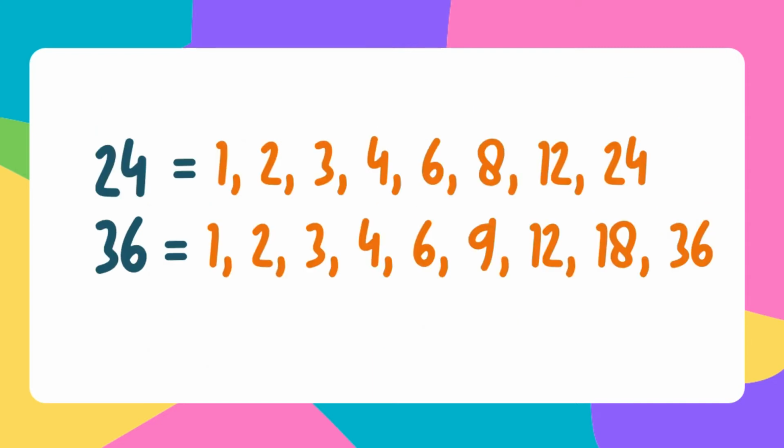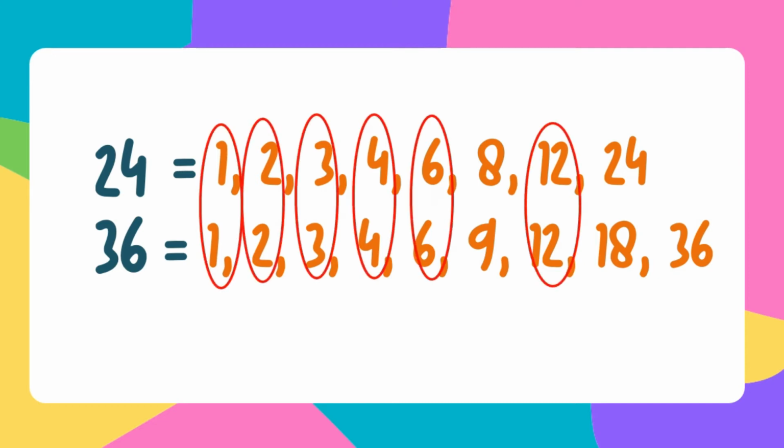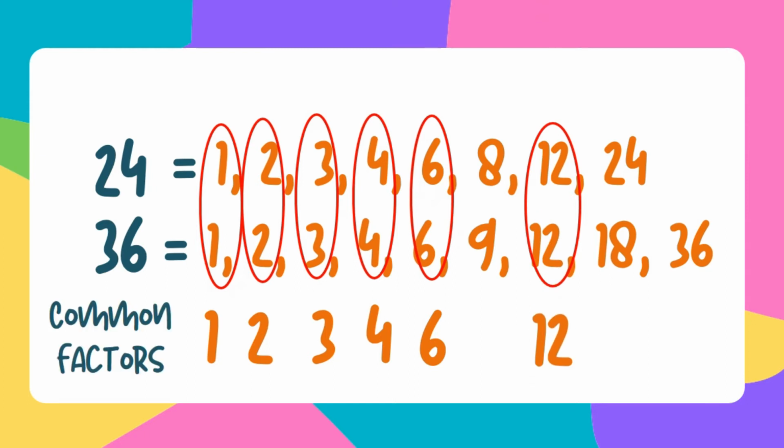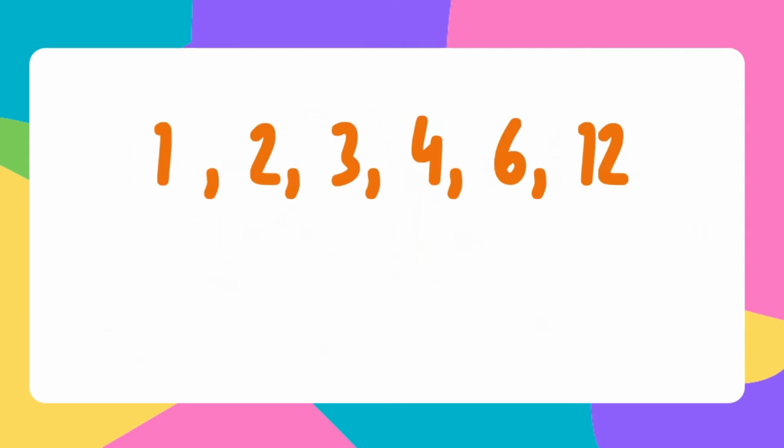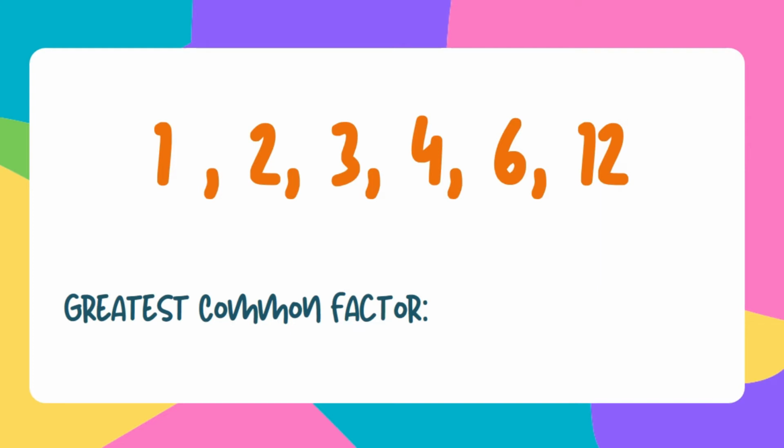Based on the list of factors of 24 and 36, we notice that 1, 2, 3, 4, 6, and 12 are the common factors. And based on the common factors of 24 and 36, their greatest common factor is 12.